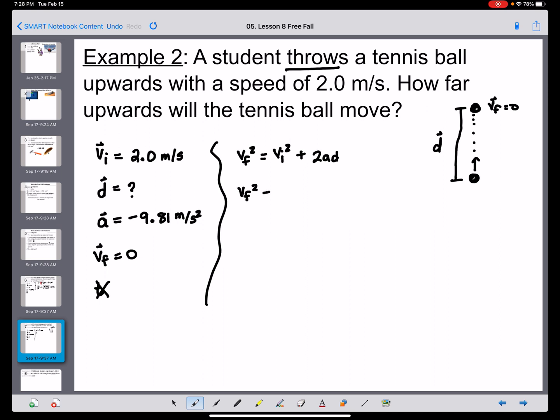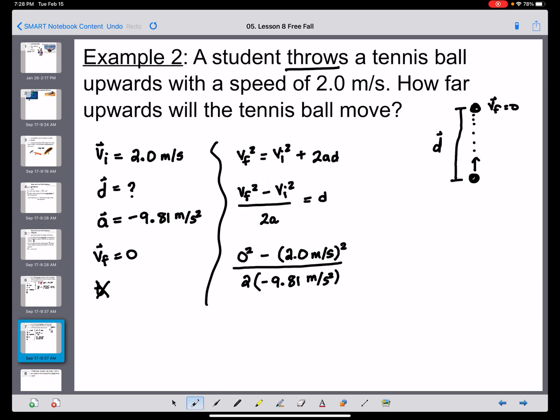So first let's subtract on both sides by VI squared, and then let's divide by 2A. Okay, so we have VF squared minus VI squared over 2A equals D. And let's put our numbers in. So VF squared is 0 squared. Now this time I'm not gonna cross the 0 out like I did in example 1. I'm just gonna plug it in. So I'm gonna have 0 squared minus 2 meters per second squared all over 2 times negative 9.81 meters per second squared.